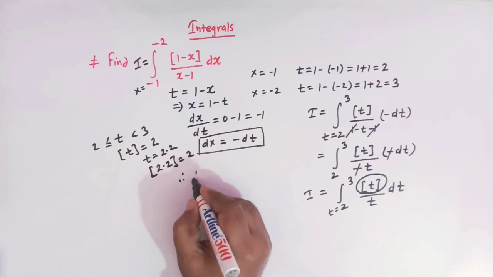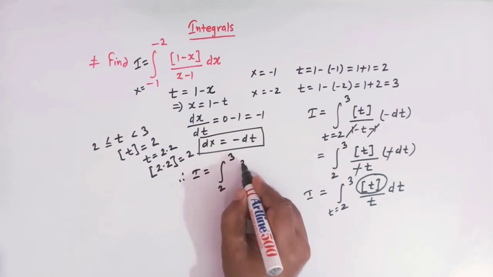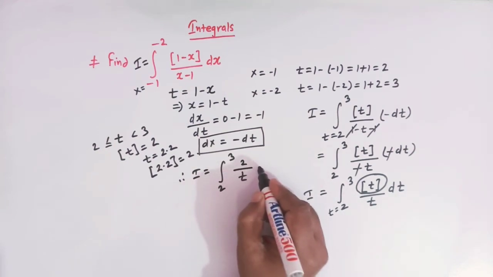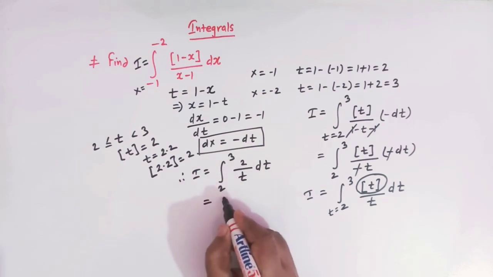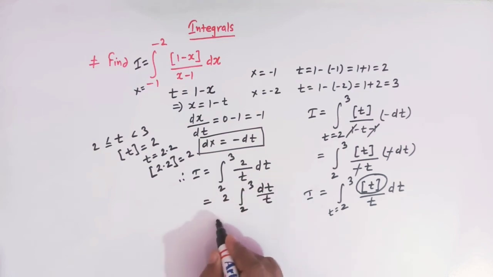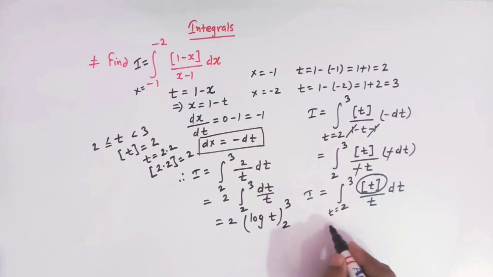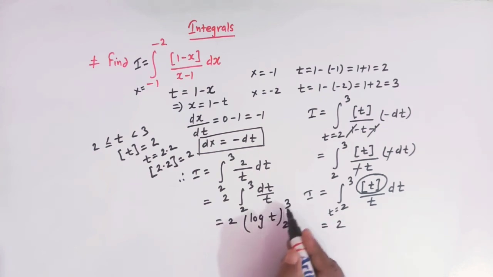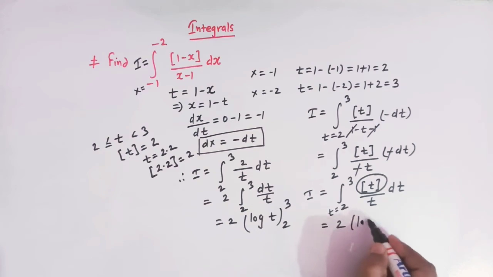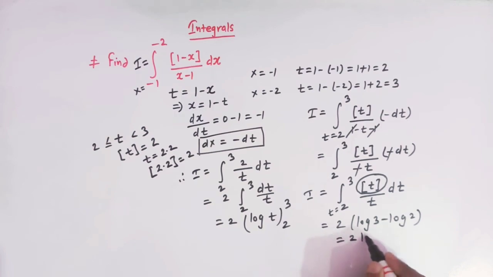So now our integral reads as the integral from 2 to 3 of 2 divided by t, dt, right? We can take 2 outside the integral, so we have dt over t, and the integral of 1 over t is the log of t, right? And the limits are from 2 to 3. And now if we take the limits and take the difference, we have log 3 minus log 2. So this is 2 times log of 3 over 2, right?